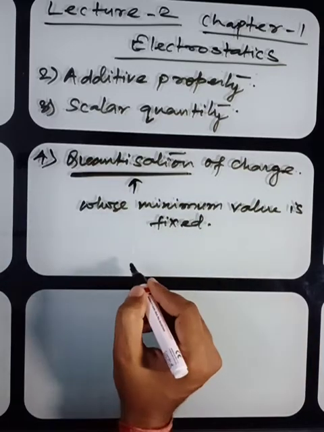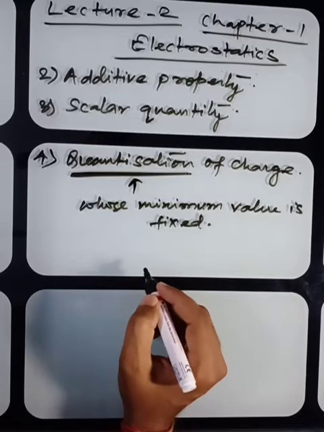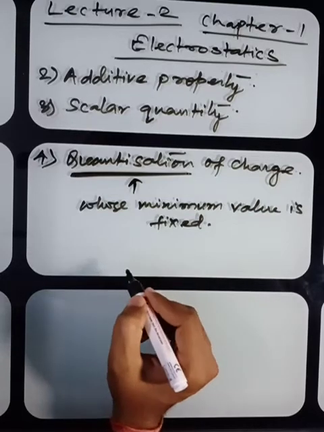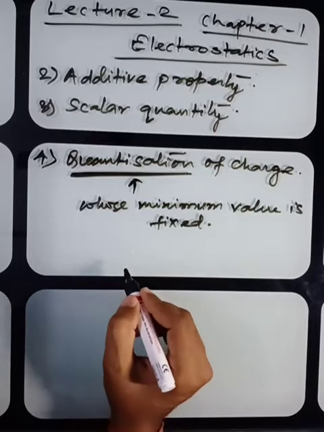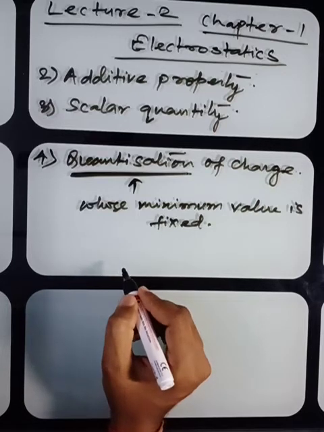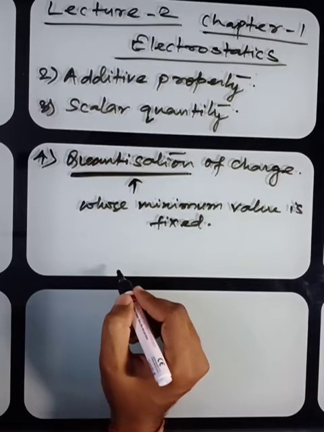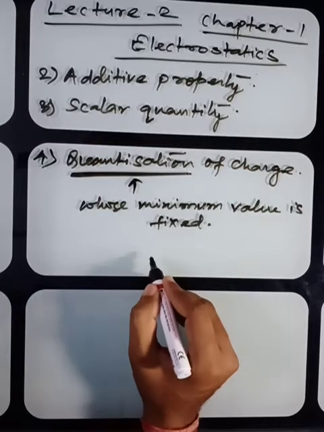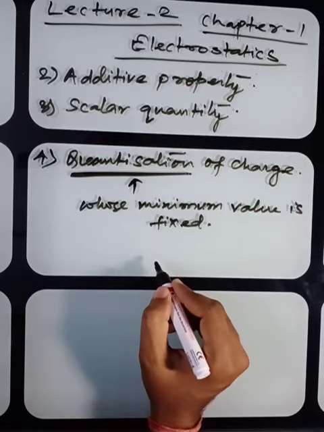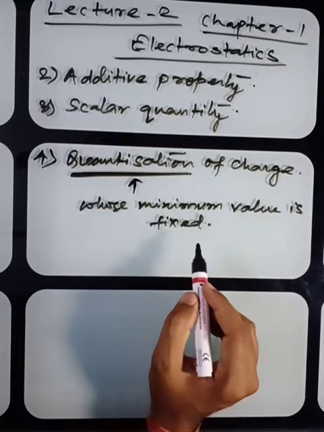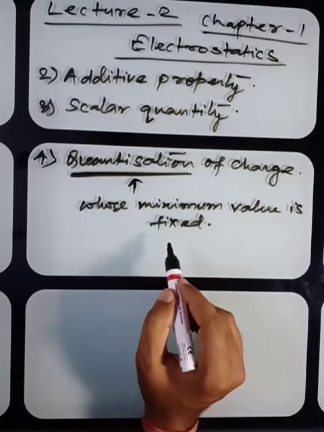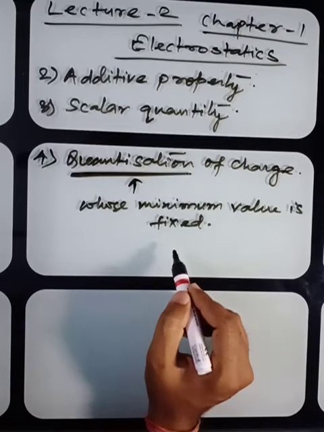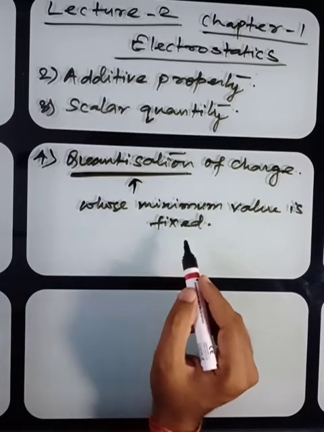For example, you can say our Indian rupees minimum value is fixed, so it is quantized. For example, it is quantized by 1 rupee. You cannot have less than 1 rupee. If you want to get more than 1 rupee, then you can arrange number of coins. Like for 5 rupees, you can arrange 5 coins of 1 rupee. So the physical quantities that are fixed with their minimum value are considered as quantized.